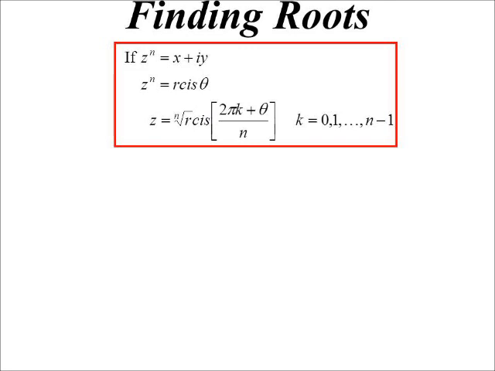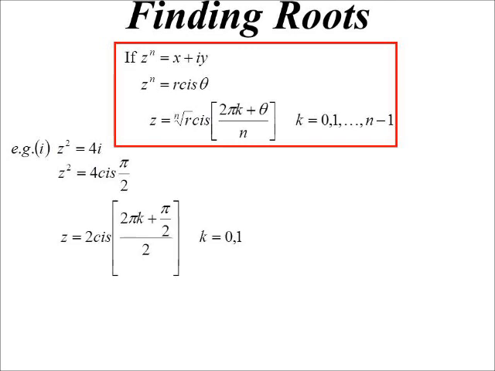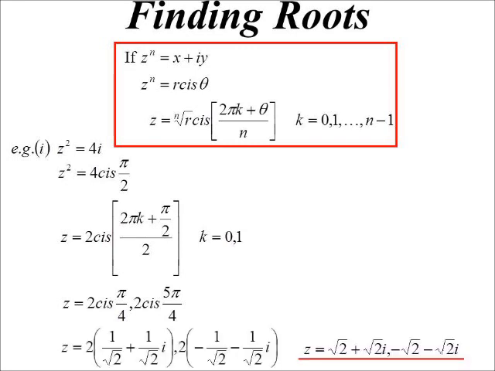So if I want to find the square root of 4i, we have the techniques we saw before. Or now I could say, well, 4i, I know that's 4 cis π/2. So z will be 2 cis((2πk + π/2)/2). I need 2 solutions, so I'll sub in k = 0 and k = 1. And if I sub that in, I get 2 cis π/4 and 2 cis 5π/4. Converting that back, we get 2(1/√2 + i/√2) and 2(−1/√2 − i/√2), which tidies up to be just √2 + √2i and −√2 − √2i.